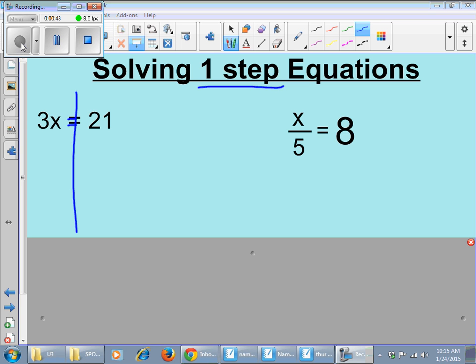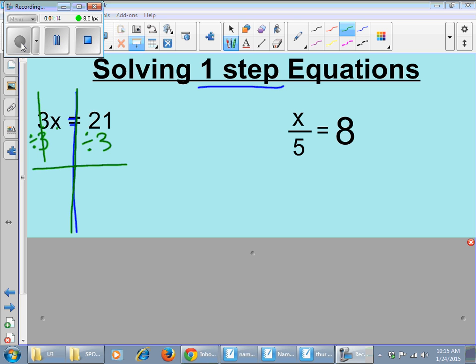So the operation that exists right now here is multiplication, because a number right next to a letter signals 3 times x, or multiplication. So in order to cancel out that multiplication, I'm going to do the opposite, which is division. So since x is being multiplied by 3, I'm going to divide by 3 to cancel out that multiplication by 3. Whatever you do on one side of this mirror, you have to do on both sides of the mirror. So times 3 divided by 3 simply cancels out.